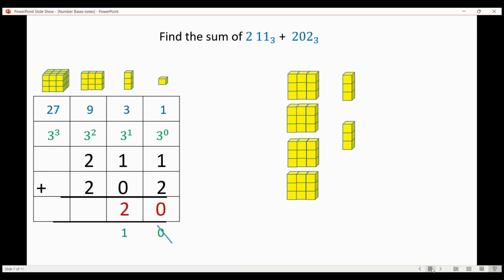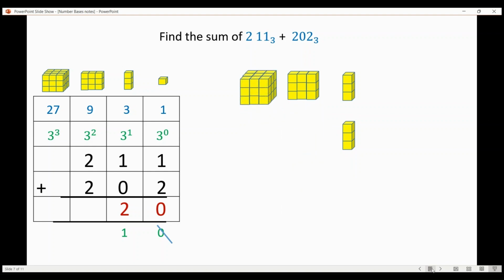And now let's look at the groups of 9 or 3 squared. So in those squares, we have 1, 2, 3, 4. And we can see that from our algorithm, 2 plus 2 is 4. And the most we can write is 2. So we look at the groups of 9 and we realize that we can group them together. 3 groups of 9 can be replaced, and I'll give you one group of 27 or a cube.